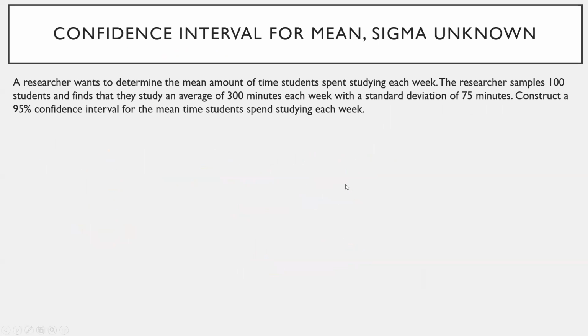All right. So this is a confidence interval for a mean, sigma unknown. This is questions number 3 and number 4 on the exam. Okay. So it goes like this.